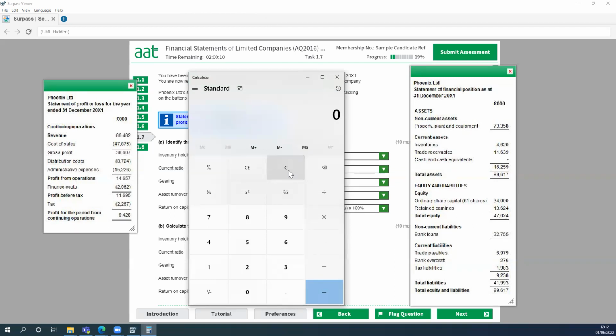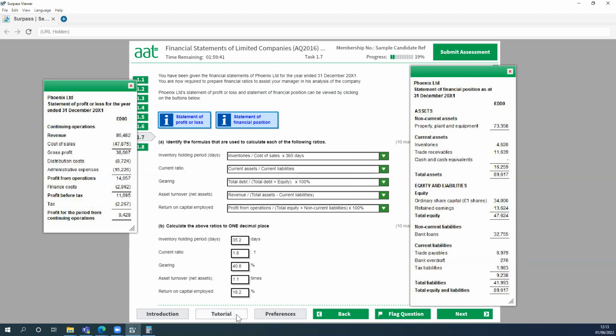So your non-current liabilities are 32755, divided by non-current liabilities plus your equity, which is 8379, equals, and then multiply it by 100 for the percentage, equals 40.75. Okay, so again, rounded to one decimal place is 40.8, which is where we get that one from.